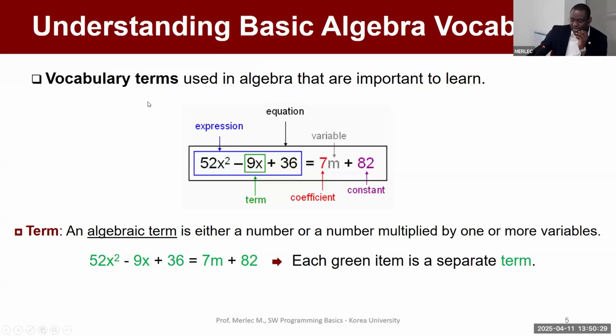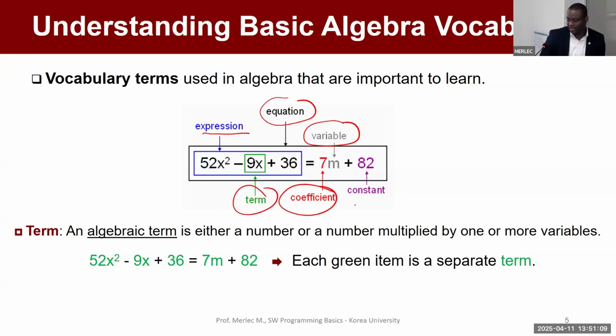So now let me remind you some vocabulary of the algebra you already know, because we'll be using those terms throughout our class. So here I will explain the key terms that are mainly used in algebra. I already explained the expression. I will explain the meaning of an equation in the context of algebra, and then the concept of variable, the term, the coefficient, and then a constant.